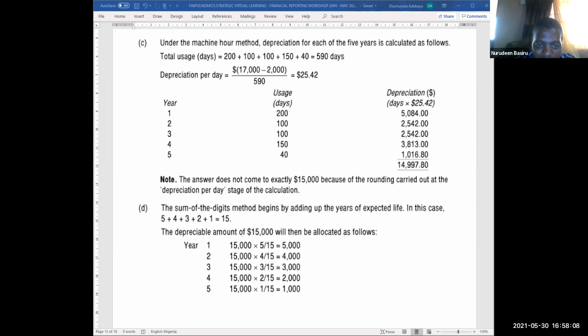And in the third year, we pick the third digit, which is 3, divided by the total sum of the year digits, which is 15, multiplied by the depreciable amount, and the result is $3,000. We did the same method for year 4, and likewise year 5. If we sum up all the results for our depreciation, it will equal $15,000.